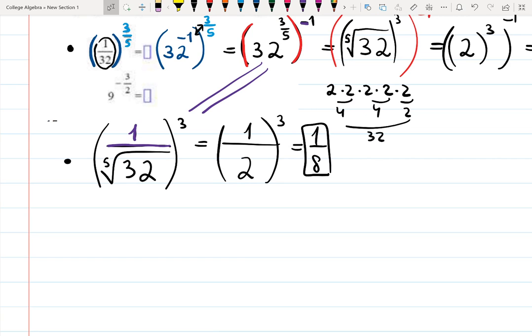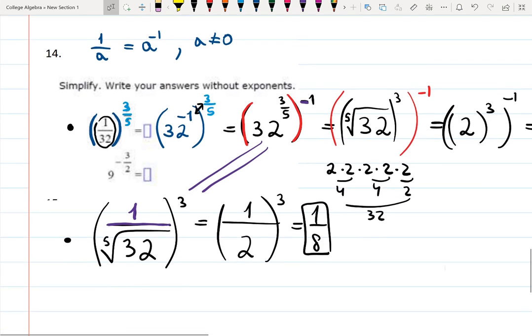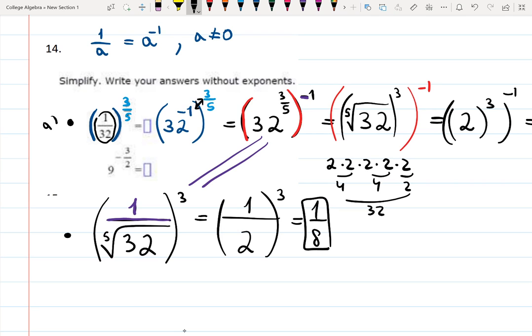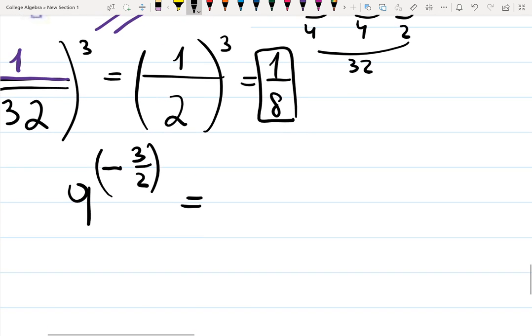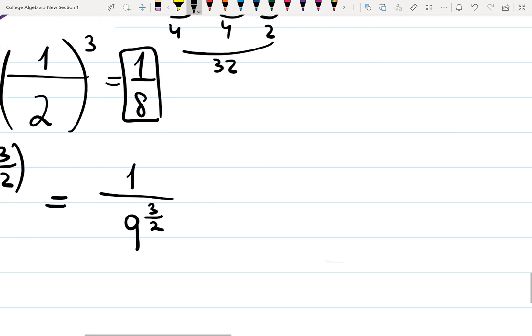And this last example hiding over here, I will call it 14b, so it was 14a, 14b. 14b is 9 raised to the -3/2. Let's think about that. First of all, I would put parentheses over here, but it's not necessary, but then it's more visual what is happening. So, negative means that 9 should go into the denominator with 3/2 in the exponent. That's what the negative means.